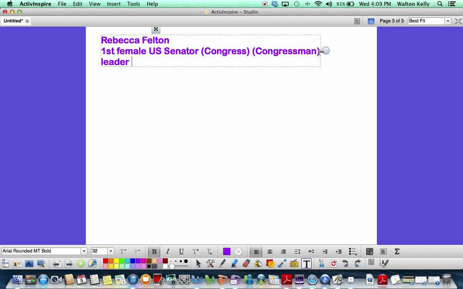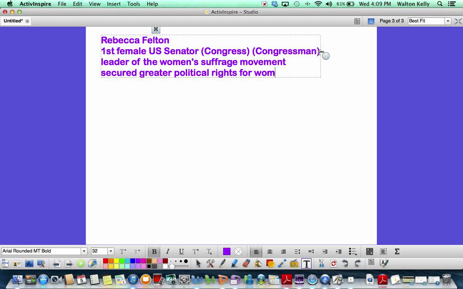She was also leader of the women's suffrage movement. And we know that was the movement to get women voting rights. She also secured greater political rights for women. So we just need to make sure that we understand Rebecca Latimer Felton so that we won't miss that. There's always a question on the CRCT that has to do with that.